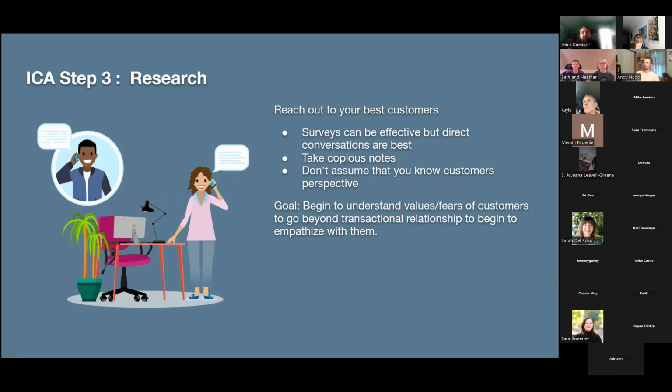Be careful about leading questions. You really want to make sure that you're letting them speak and understanding them on their most basic level. So this takes your relationship from transactional to more of a deeper sense of empathy and connection.